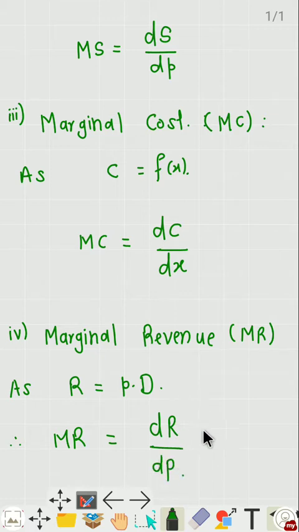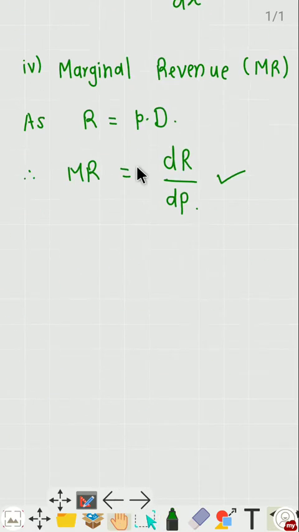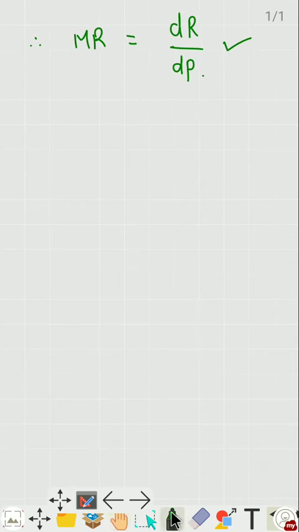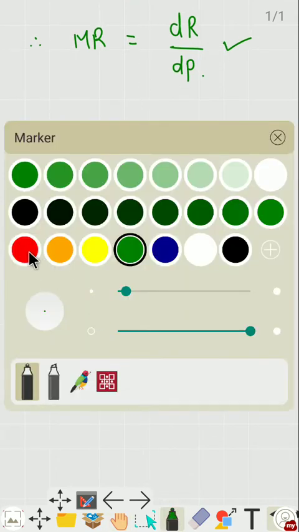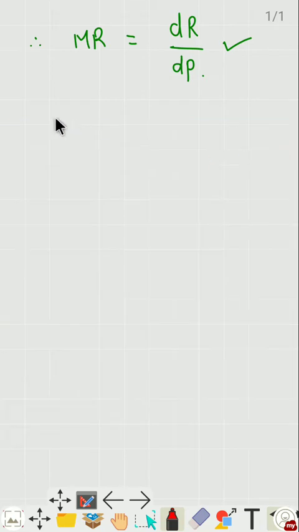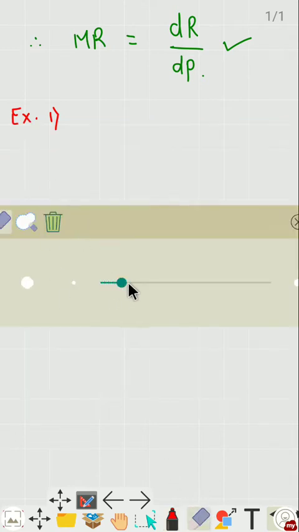Okay, so all these things are now known to us. Now based on this, let us try to solve some examples. Example 1. Or we can say we try to solve some questions now.